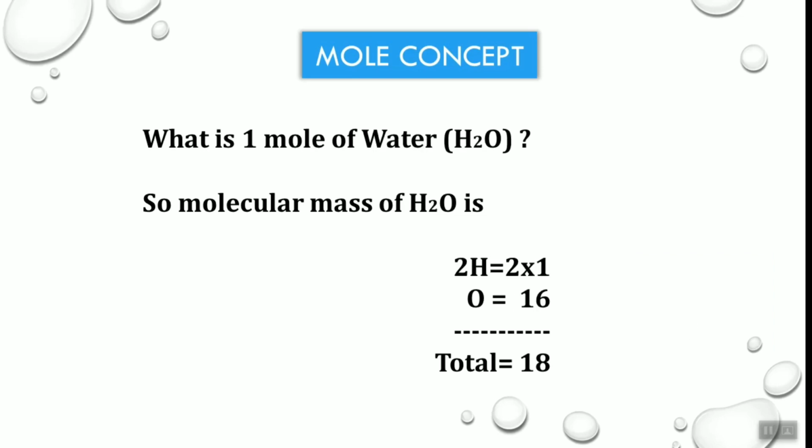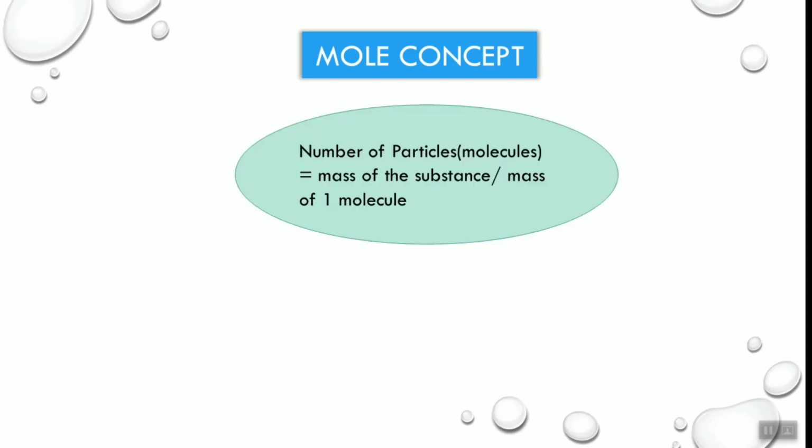Now what is 1 mole of water? That is H2O. The molecular mass of H2O: there are 2 atoms of hydrogen and 1 atom of oxygen. The atomic mass of hydrogen is 1, so 2 into 1 plus 16. The total will be 18. So 1 mole of H2O will be 18 gram.